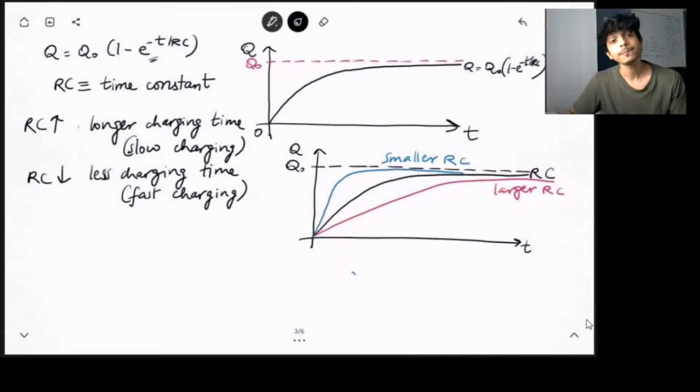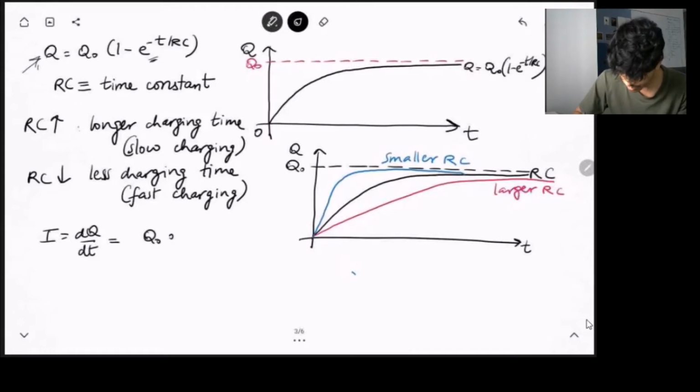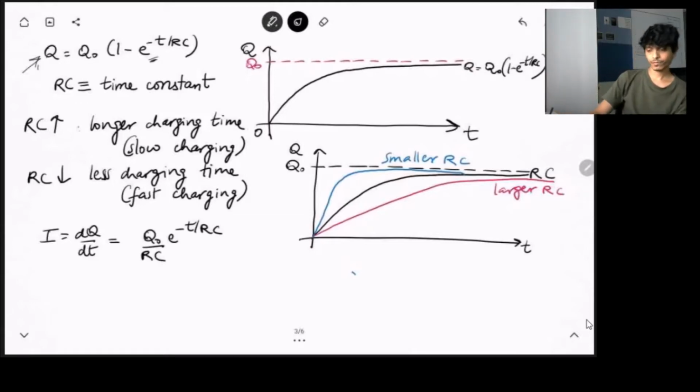Let us now calculate what is the current flowing through the circuit. We have already seen over here what is the charge accumulating in the capacitor. So we just take time derivative of that. That will tell you how much current is flowing through it. So I is dQ by dt. First term is Q0, that vanishes, so the derivative is minus, but that will go away. So Q0 e to the minus t over RC divided by RC. Or if you want, you can write this as E over R. So this is the current that is flowing through it.